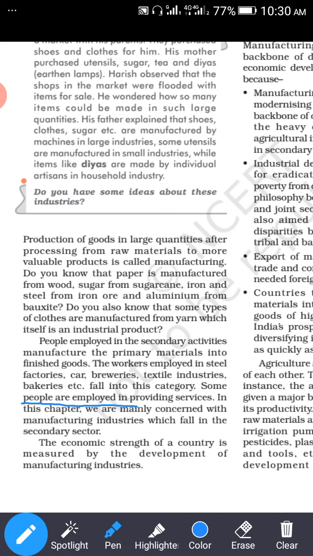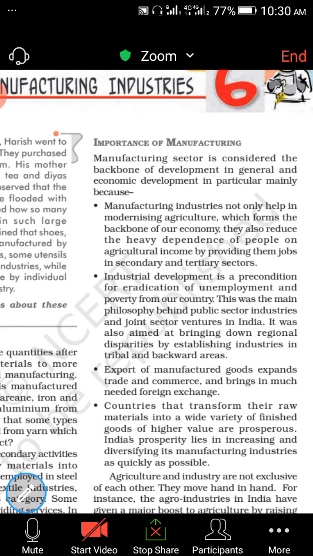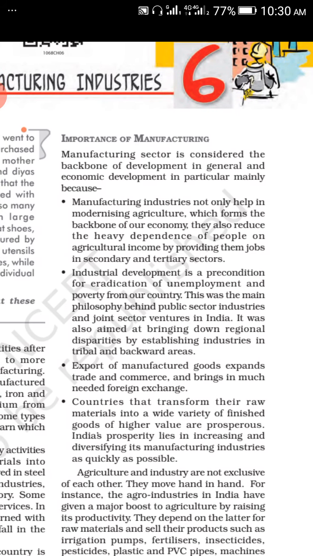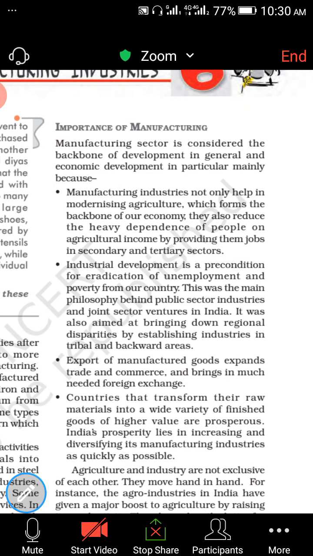So in this chapter, we will study the importance of manufacturing. The economic strength of a country is measured by which thing? You have to know. It is measured by the development of manufacturing industry. You should also know that wherever more industry is set up in the world, that country is more developed. For example, Japan has less natural raw material, but they have set up industry, so they have more benefit, and at this time they are a developed country.